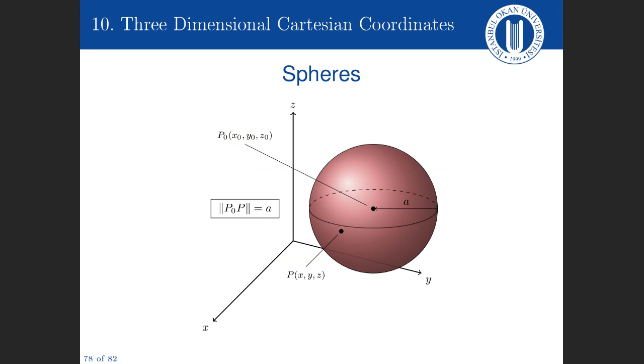What is a sphere? A sphere is the set of all points in space where the distance from the surface of the sphere to some point is constant. If we say that the center of the sphere is the point P0, then any point P on the surface of the sphere must satisfy the rule that the distance from P0 to P is always the same number. In this case, let's say a.